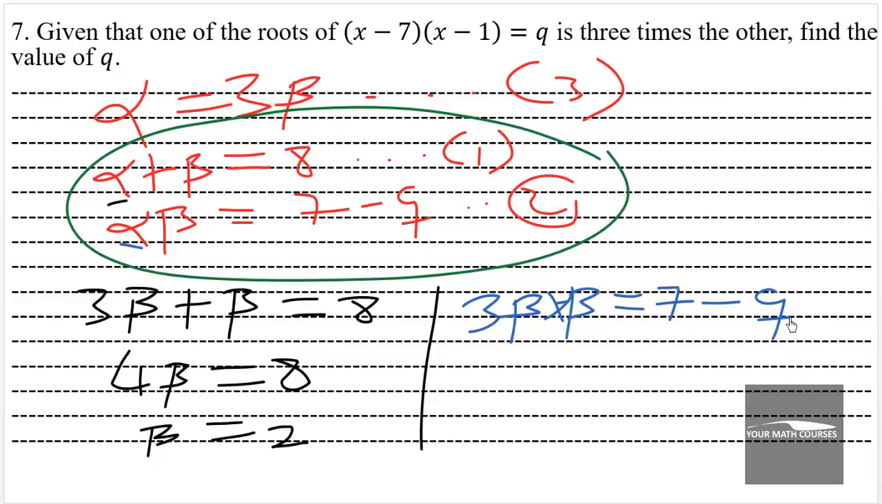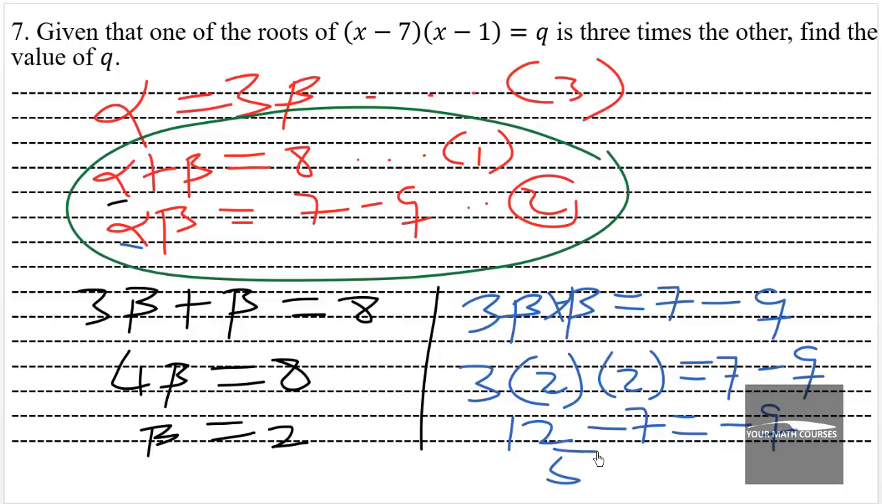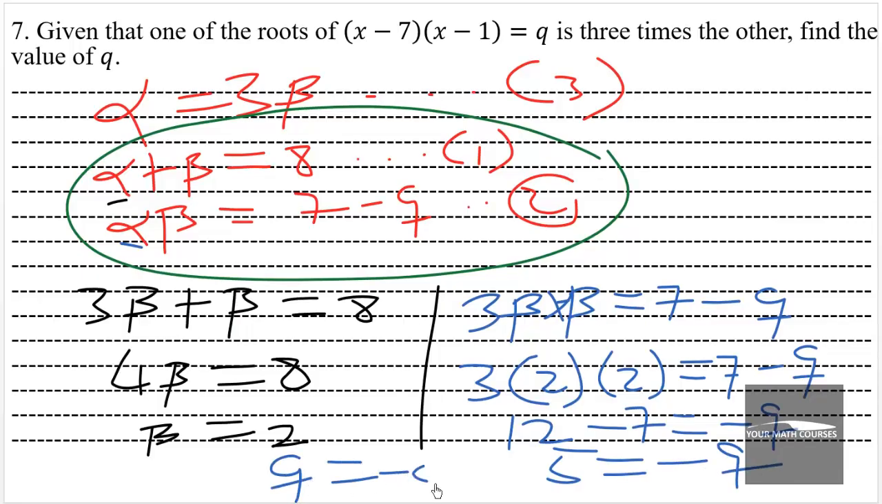So 3 beta times beta, and we know beta is 2. So we have 3 times beta squared, or 3 times 2 times 2 is equal to 7 minus q. So we have 3 times 2 is 6, 6 times 2 is 12, minus 7 is equal to negative q. So 12 minus 7 is 5, equal to negative q. So q has to be equal to negative 5.